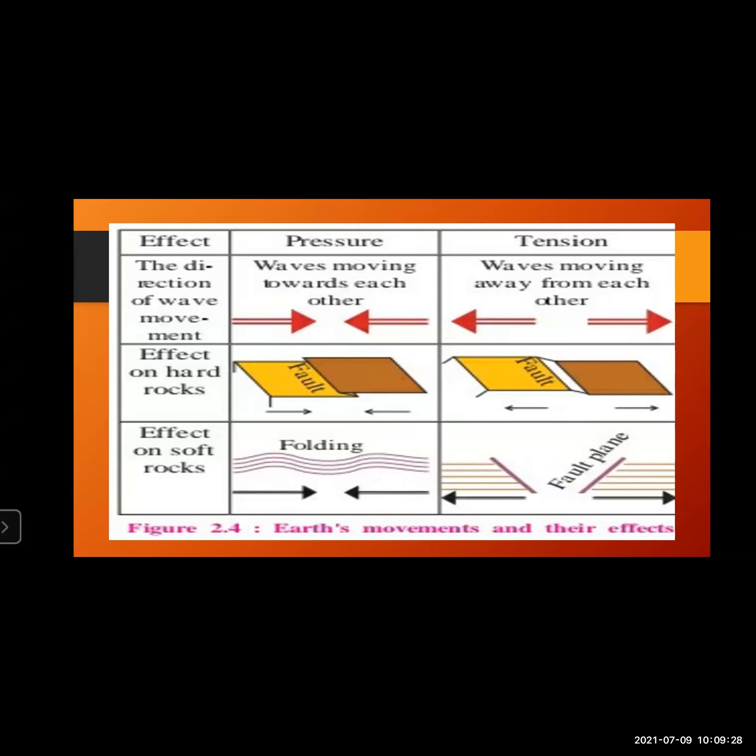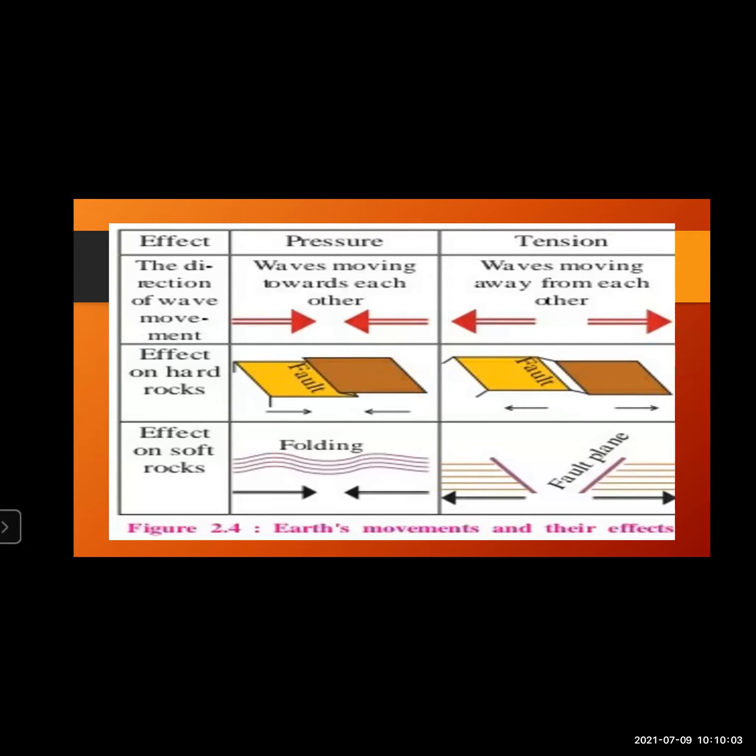Now, what is the effect of compression on the hard rock? Whenever the waves are coming together, the layers of the rocks fall on each other, and that is why the faults are created. On the other side, because of tension, the layers of the rocks go apart from each other because the waves are moving away from each other.